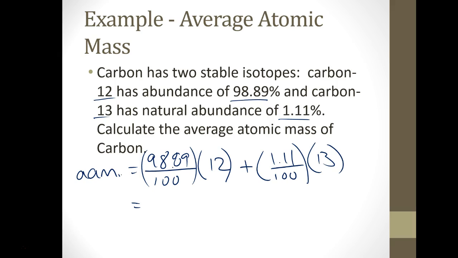Now, if you have a graphing calculator, you can just do this straight away on your calculator without any parentheses. So 98.89 divided by 100 times 12. Literally, just type it in. Then hit the plus sign.